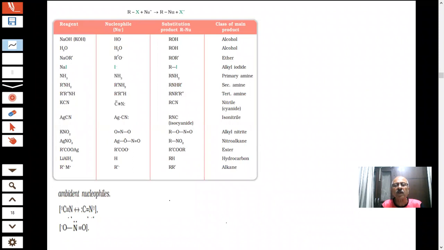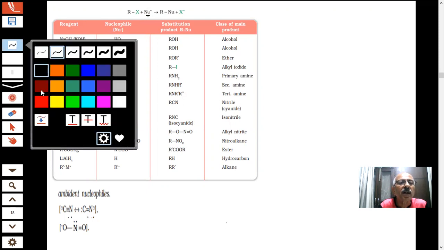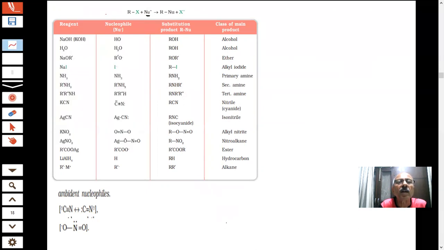A very important chart is coming before us. This chart is available in the books, students, where we have tried to show you that these are the nucleophiles, Nu. Here is my nucleophile. The reagents which give the nucleophile, which I use in organic chemistry, and the products which are there, are my substitution products.